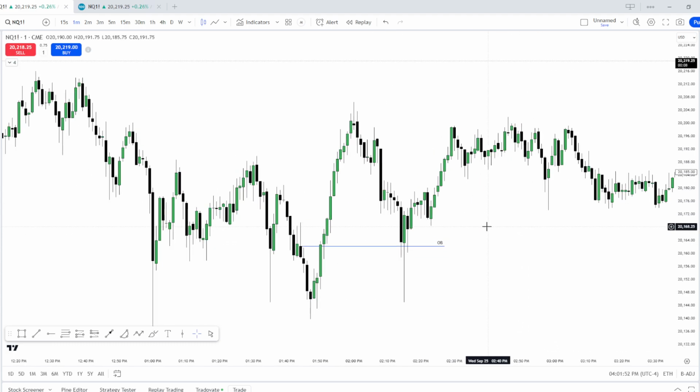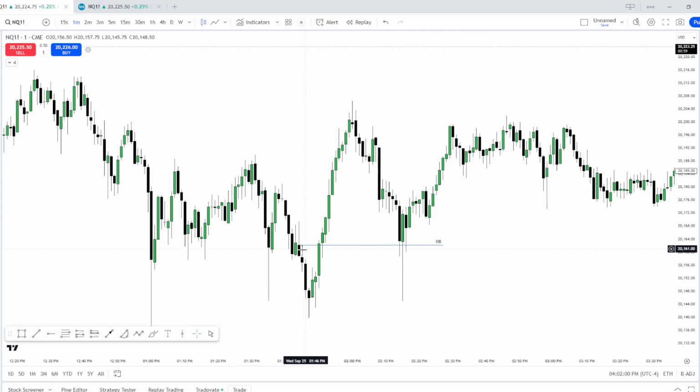So order blocks are very simple. It's just like supply and demand. If you ever came from that, what makes it valid is just a little bit different: the opening prices of the move down getting closed above with a higher price for a bullish order block, and vice versa for a bearish order block. So I hope that helped.